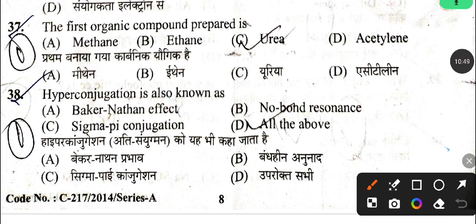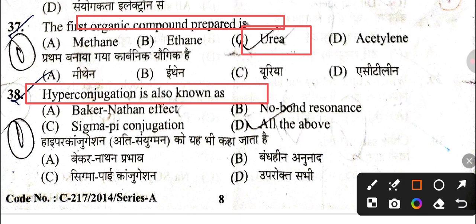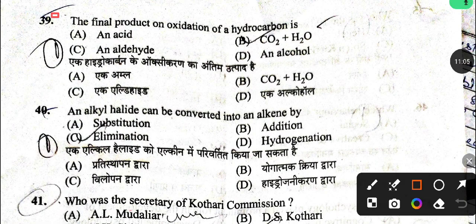The first organic compound prepared was urea. Hyperconjugation is also known as Baker-Nathan effect, sigma pi conjugation, no bond resonance, all of the above. D is the right answer. The final product on oxidation of a hydrocarbon, a complete oxidation, जब भी ऑक्सीडेशन होती है किसी हाइड्रोकार्बन की तो उससे बनता है CO2 प्लस water. Option number B is the right answer. An alkyl halide can be converted into an alkene by elimination.